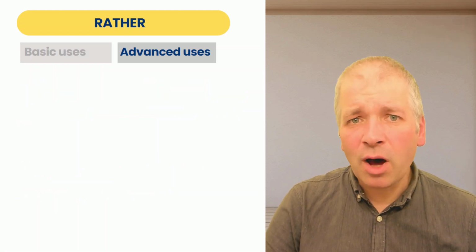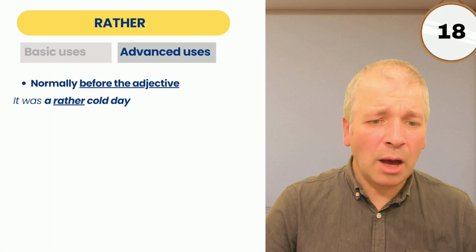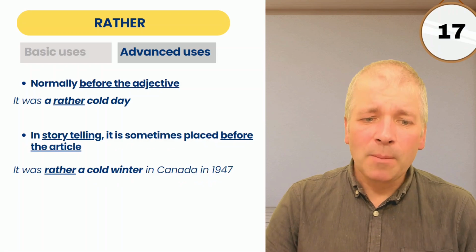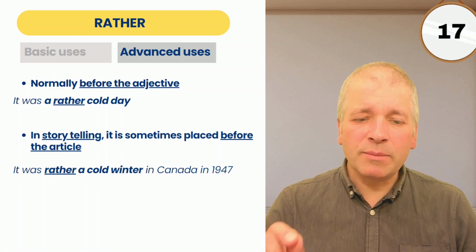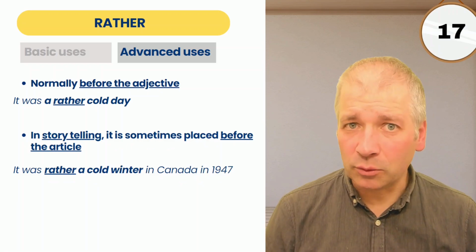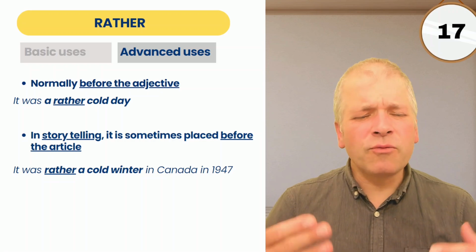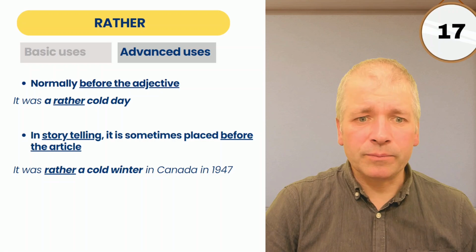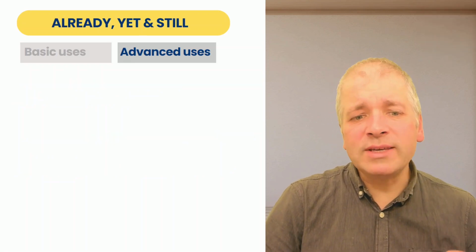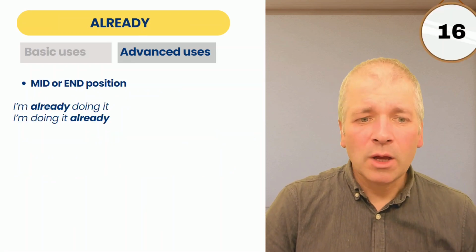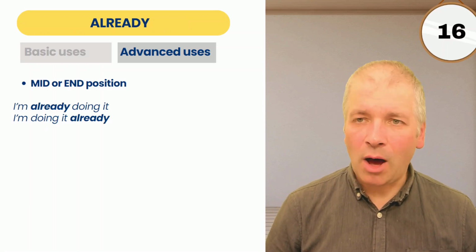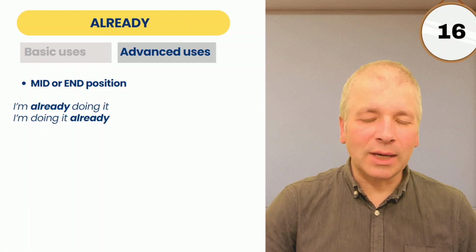Now for the word rather. Normally this comes before adjectives. It was a rather cold day. But in storytelling, it is sometimes placed before the article too. It was rather a cold winter in Canada in 1947. Next, already, yet and still. With already, we normally place it in the mid or end position. I'm already doing it. I'm doing it already.